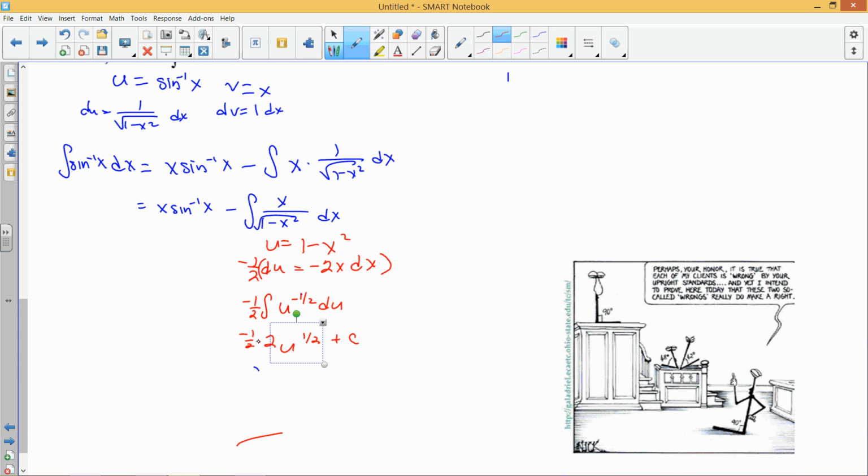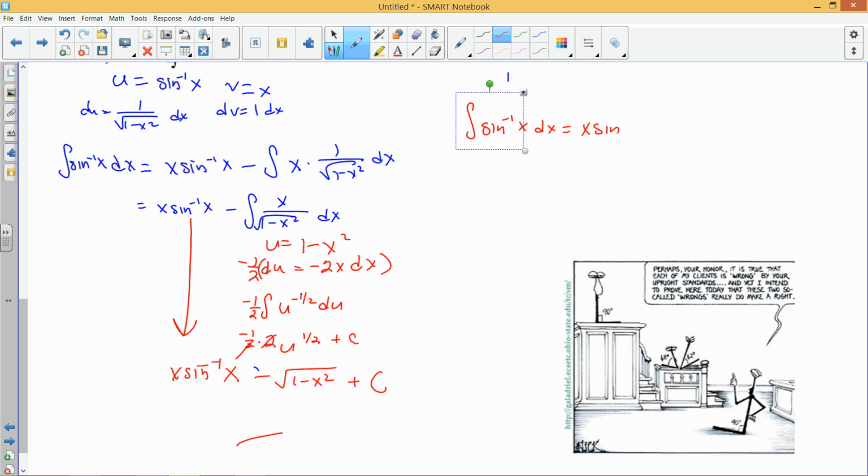Which becomes negative, let's see, what was my u? 1 minus x squared. Negative the square root of 1 minus x squared plus c, and then this is still here, x inverse sine x minus that. So long story short, the antiderivative of inverse sine x is x inverse sine x plus the square root of 1 minus x squared plus c. That's weird, but it's true.